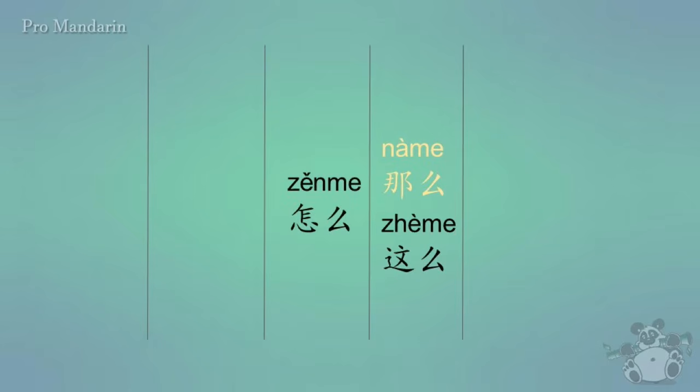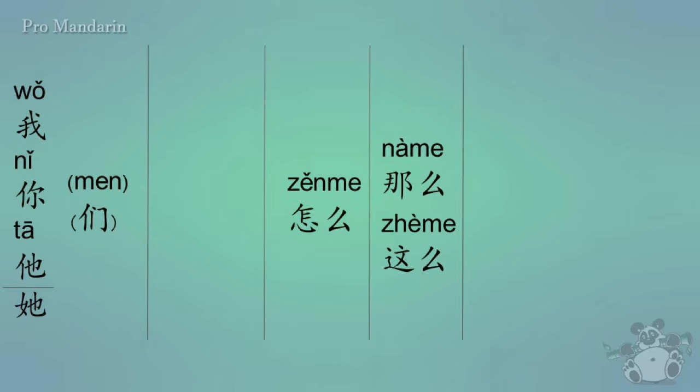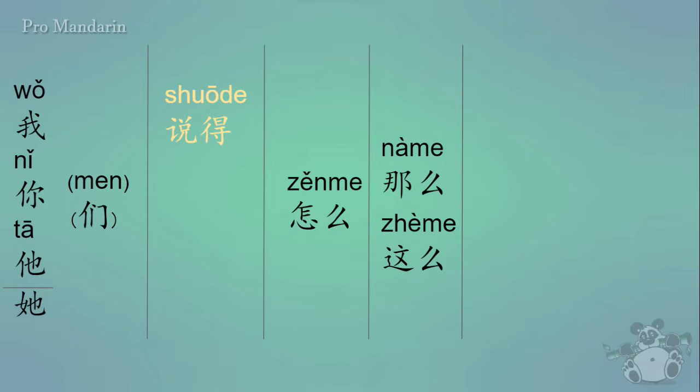All right, so let's go ahead and add in the pronouns back over here to the left, and then we're going to add in some more vocabulary here in the next column. The first one is 说的, which means the way that somebody says something.